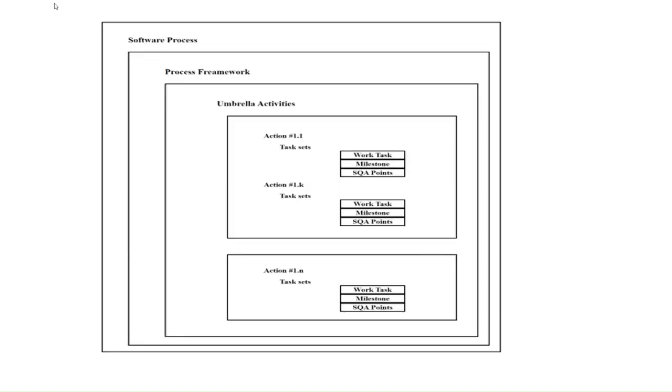And coming to the next, it is a graphical representation. That is, we are divided into software process framework and umbrella activities. In umbrella activities we have different types of actions and tasks. We are going to discuss each software process framework and umbrella activities deeply.